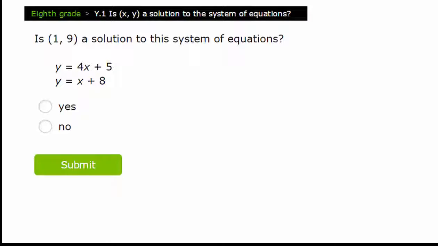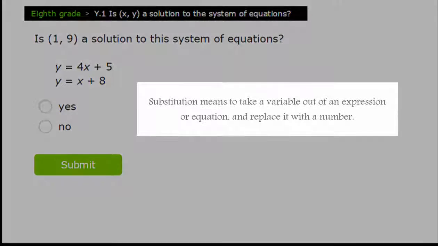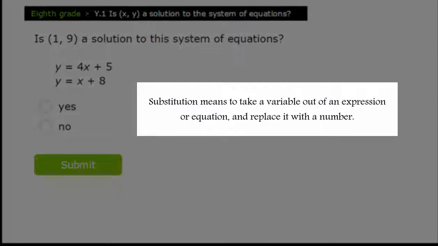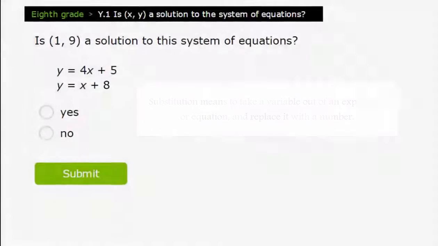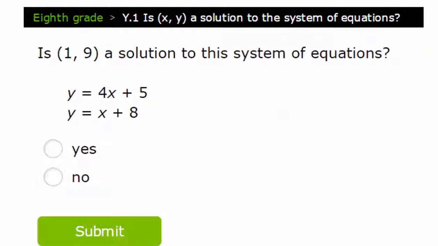In this tutorial, I'm going to show you guys how to take a point and figure out if it's a solution to a system of equations. And it's pretty simple. All we need to do is substitute. So we're going to take the first equation, y equals 4x plus 5, and I'm going to take the point that we've been given of (1, 9).